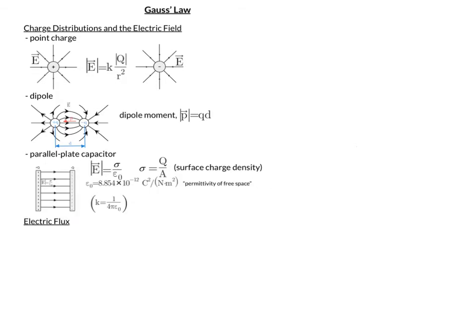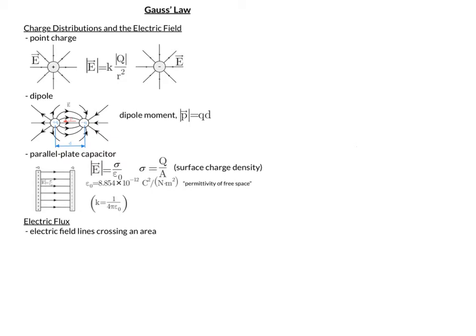So we've seen now that depending on what type of charge distribution we have, point charge, dipole or a parallel plate capacitor, for instance, the electric field is a little bit different. It has different magnitudes, and then we need to be able to get a more general equation, more general method of figuring out the electric field due to various charge distributions. So to do that, we first have to discuss electric flux.